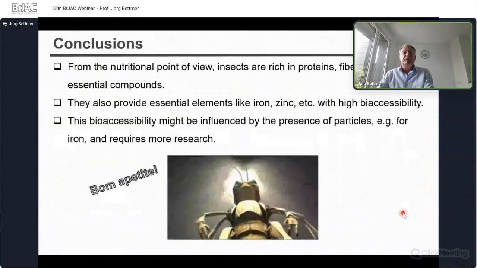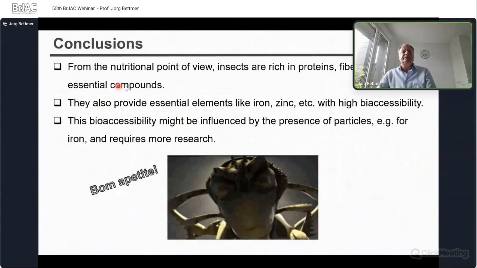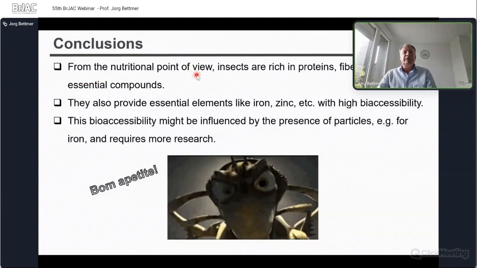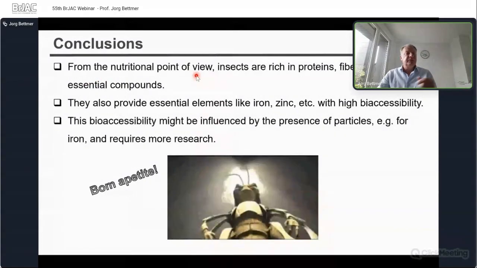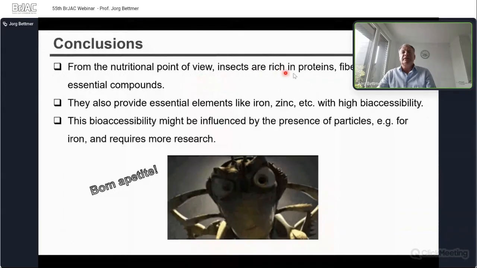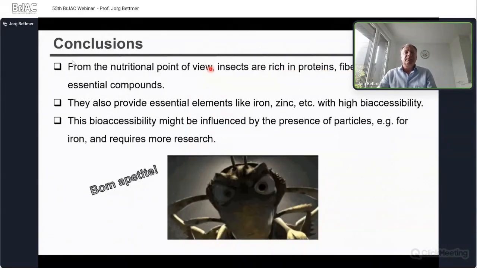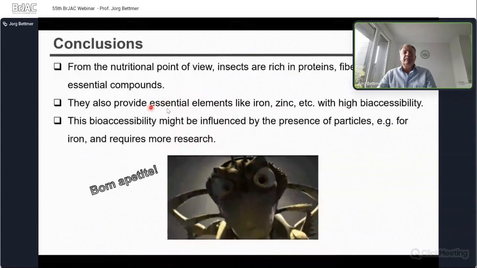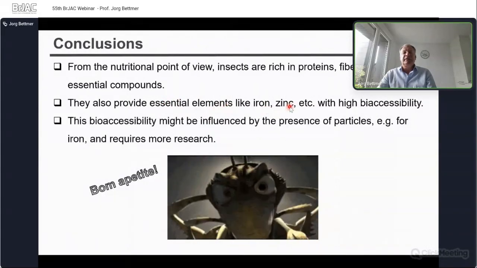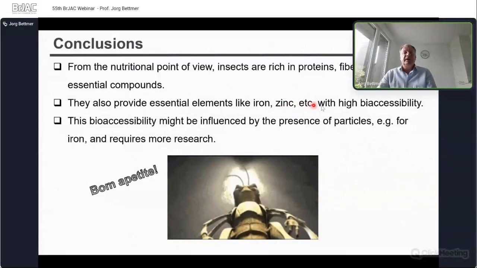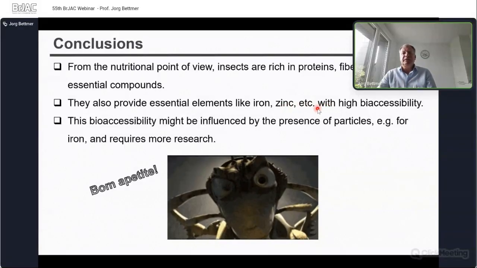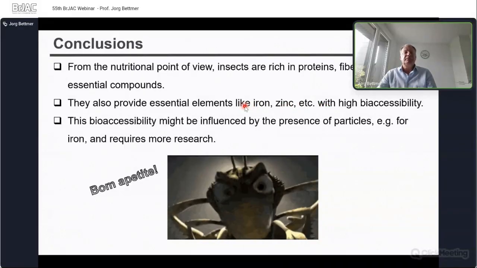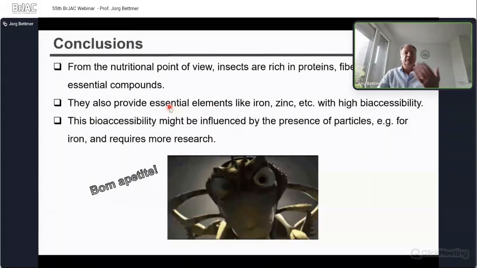So in order to conclude, from the nutritional point of view, maybe not from the aesthetical point of view, insects are rich in proteins, fibers, and other essential compounds, for example, minerals. Some essential elements like iron, zinc, and selenium have relatively high bioaccessibility, and they might in principle be favorable for human nutrition.